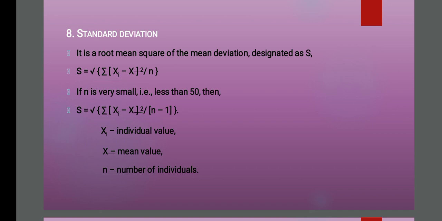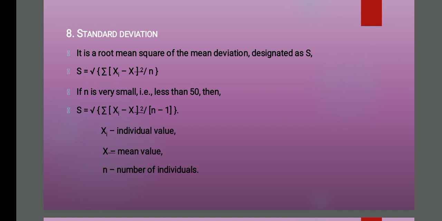How it is expressed in the form of a formula is, it is given by the symbol S. S is equal to the square root of the sum of xi minus x bar the whole square, the whole divided by n. I'll repeat, the sum of xi minus x bar the whole square, the whole divided by n. This is called standard deviation.